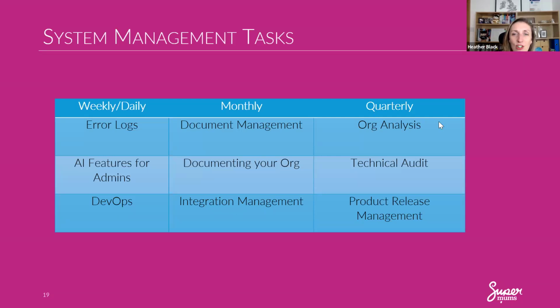On a quarterly basis, you're going to be doing that org analysis and overview, just checking in on the org and the products that are being used. You might update the technical audit if it needs any updates. And you'll also be doing product release management, checking if any of the products that you use have had a new release and if you need to apply any of the functionality.